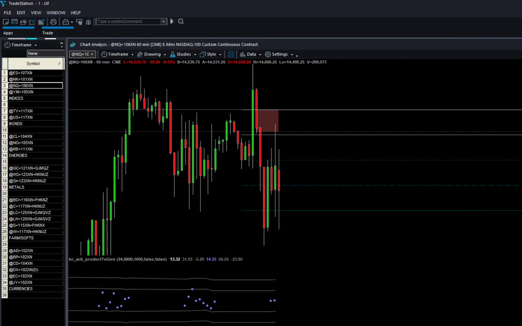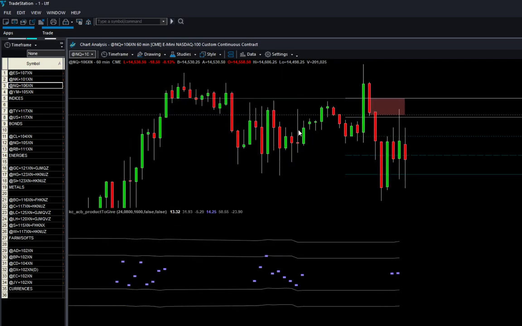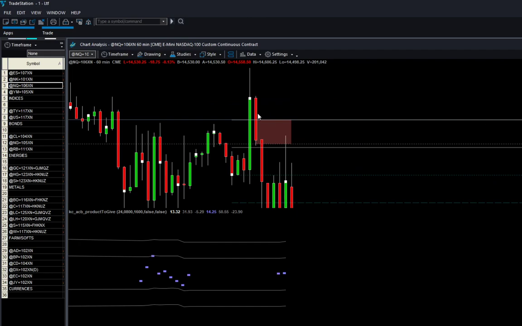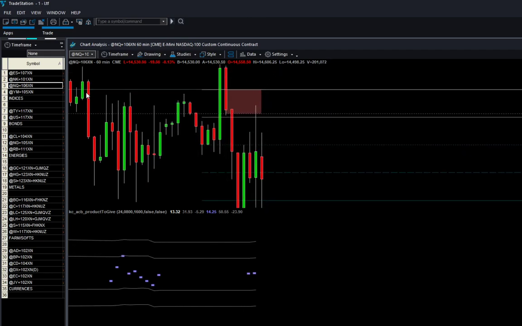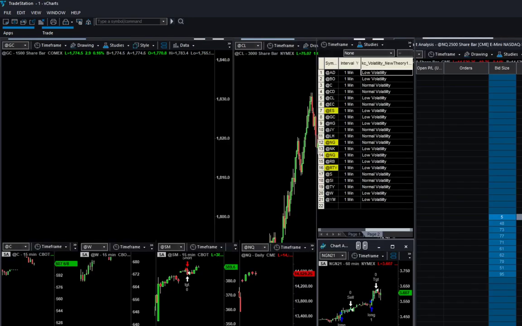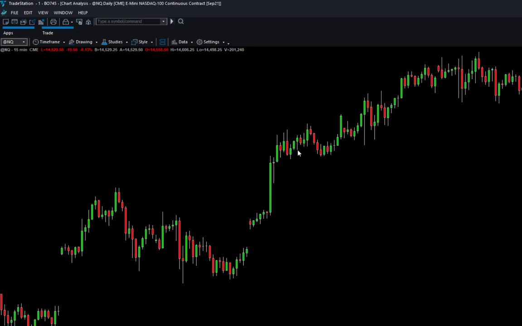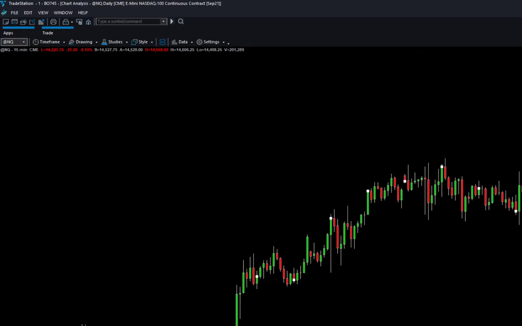Okay, so right now I have something going on on the screen. I want to show you on the 15-minute, just on a different chart, because there's not really any. Okay, I just want to show you the zone that I'm looking at.